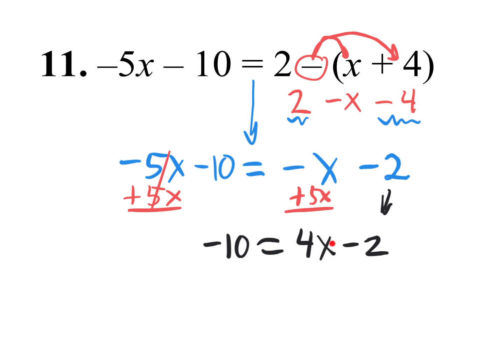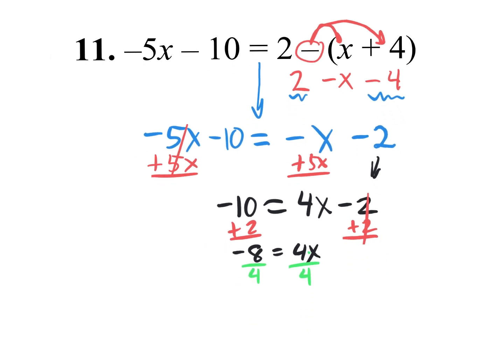So we want to get x by itself on the right side. We get rid of the -2 first by adding 2 and adding 2. Your new equation is going to be -8 equals 4x. So for my final step, I need to get rid of that multiplication of 4 in front of x by dividing by 4. And what I do to one side, I do to the other. So that's -8 divided by 4. That is -2 equals x. But it's better to say x equals -2. So there's your answer to number 11.